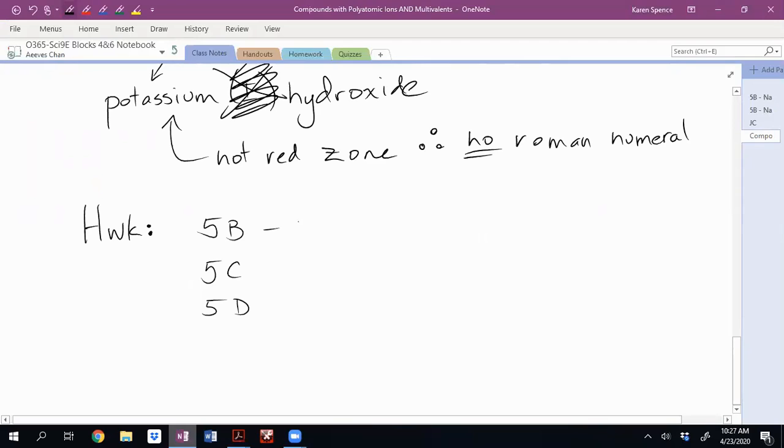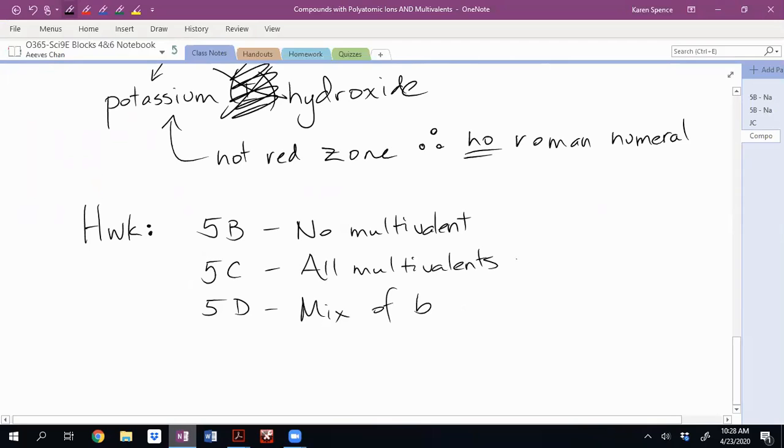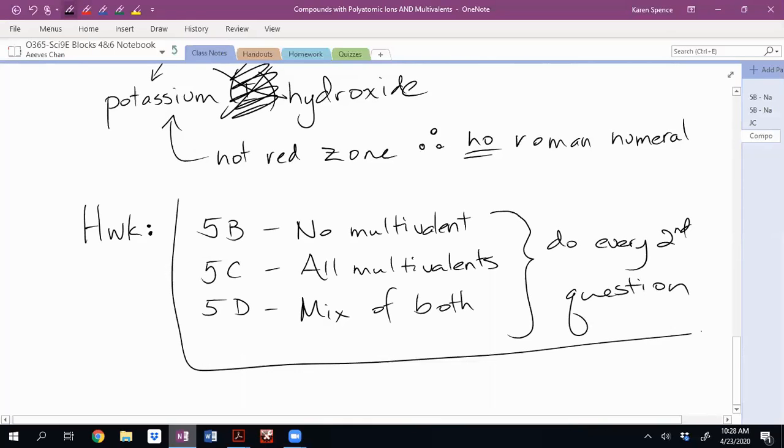Worksheet 5B has no multivalence. Worksheet 5C has all multivalence. And then worksheet 5D has a mix of both. And for all 3 of these, you're only going to do every second question. Once you've done those 3, every second question, that's the first thing you're going to do.